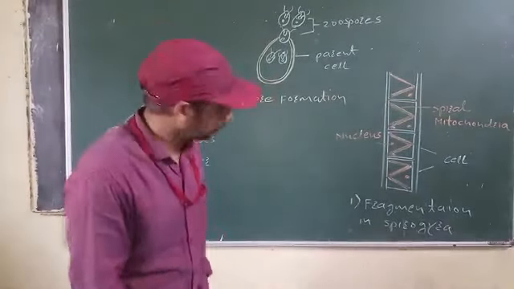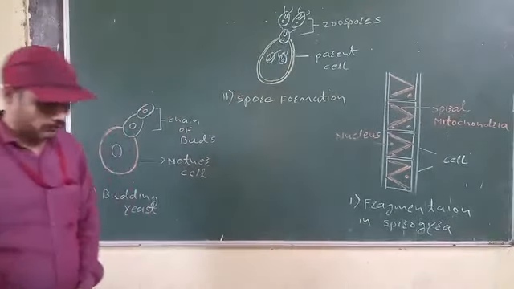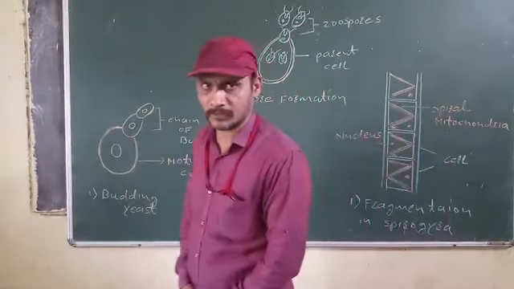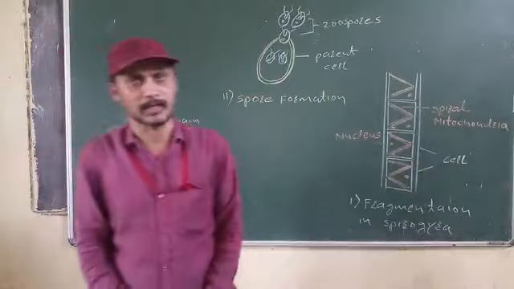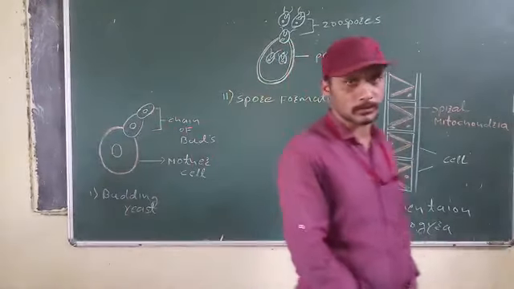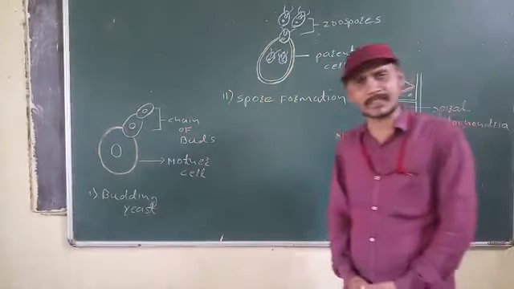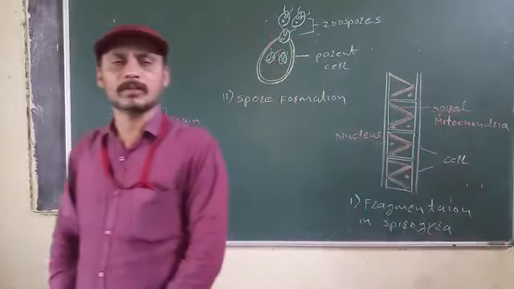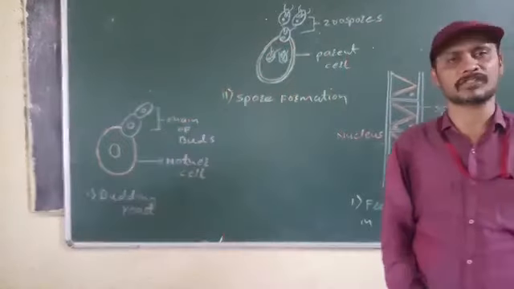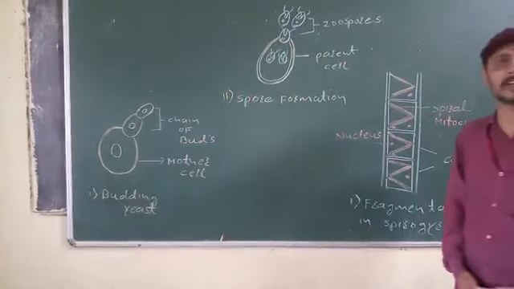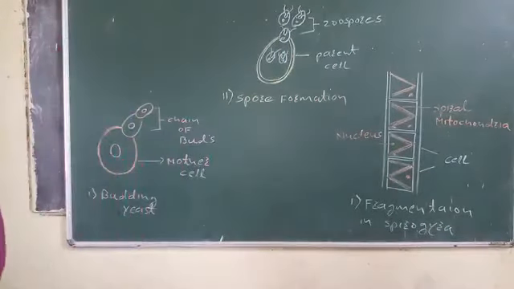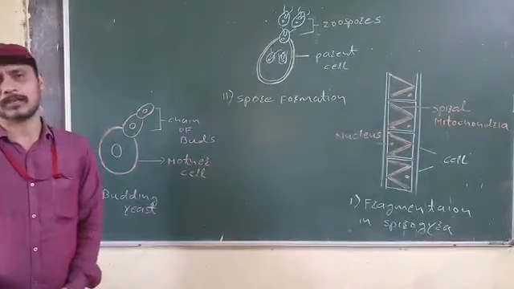Now the next one, the types of reproduction. There are two types: the first one is asexual reproduction, and the second one is sexual reproduction. So what is asexual reproduction? The reproduction which takes place without fusion of gametes is called asexual reproduction, and the reproduction which takes place with fusion of gametes is called sexual reproduction.